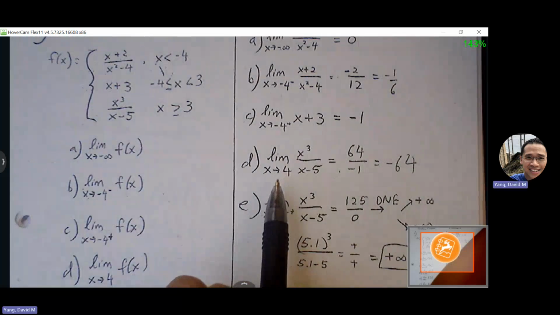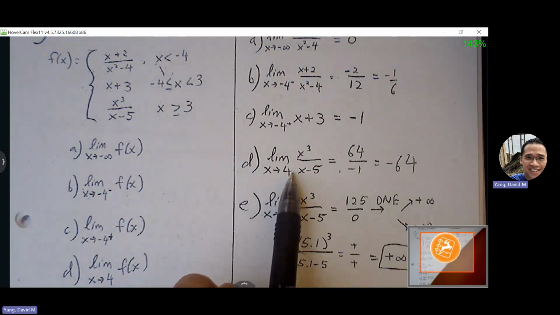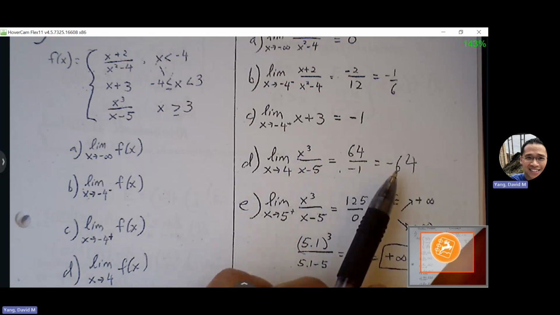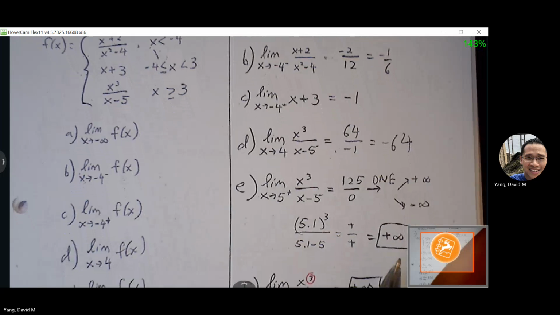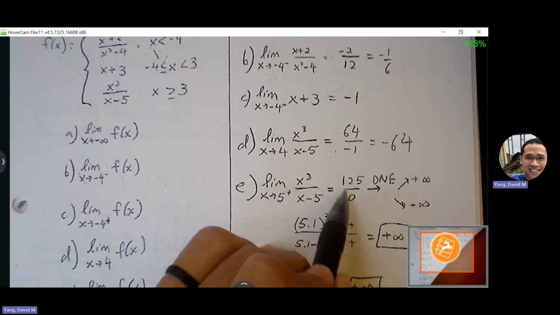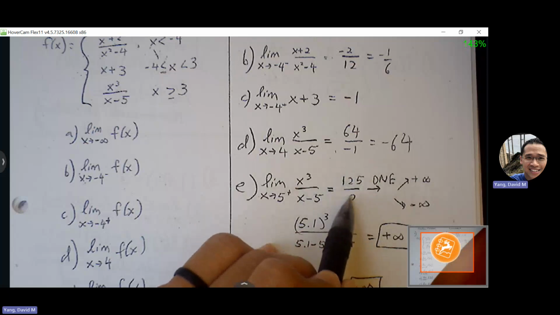Part D, limit as x approaches 4. Direct substitution. 64/-1, that's a real number. That's our limit. Part E, limit as x approaches 5 from the right. Direct substitution first, we get 125/0. Okay, now we know there's a vertical asymptote.